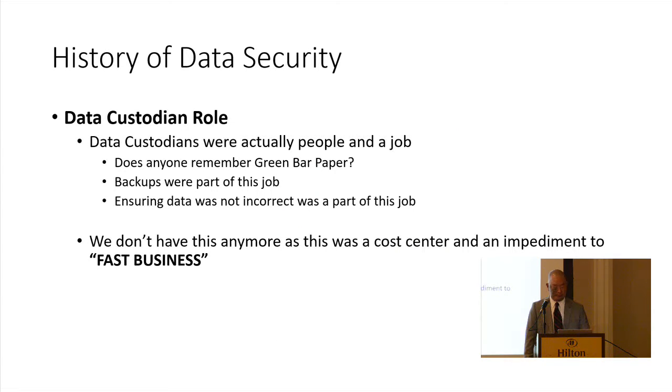Another thing that we used to have back in the day is essentially a role called a data custodian. They actually were a job, consisting of people. So if you remember any of that big green bar paper, most likely a data custodian, you know, those big printout things, a data custodian had to go ahead and you requested it, they extracted it and printed it out on the big green bar paper, and there you go. There's the data you're cleared for. That's what you can have. Backups and data integrity were essentially a big part of this job as well.